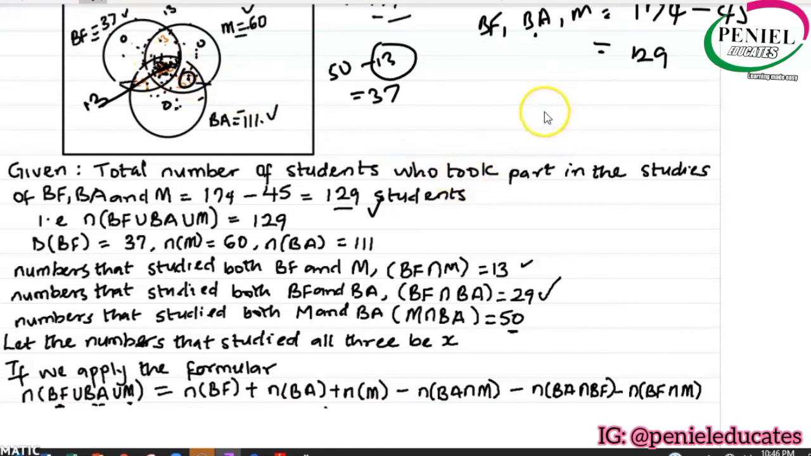Okay, so we have BF union, then union banking and finance. So it means that we have this only. That's the number of people that studied banking and finance, or that studied business admin, or that studied this.